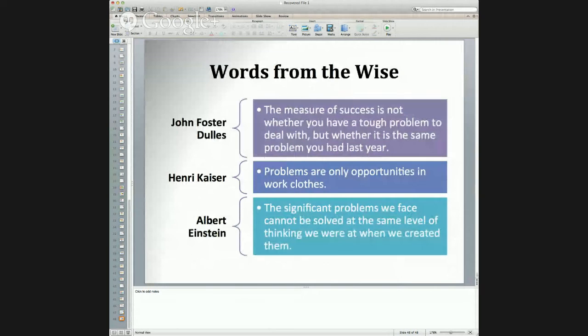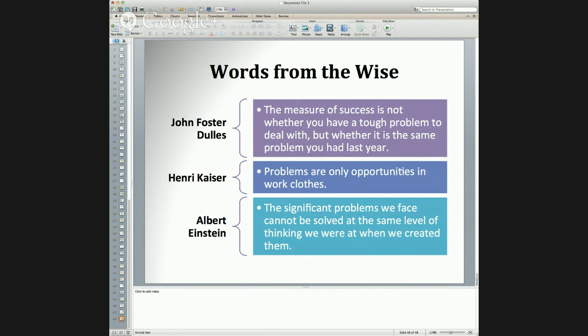Let me share with you a few words from the wise before we call it a night or day, whatever time it is, and wherever you are located. John Foster Dulles, former Secretary of State, says, "The measure of success is not whether you have a tough problem to deal with, but whether it is the same problem you had last year."